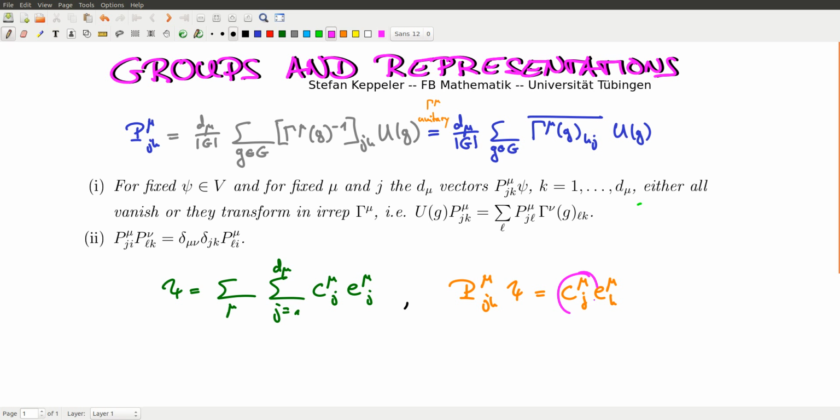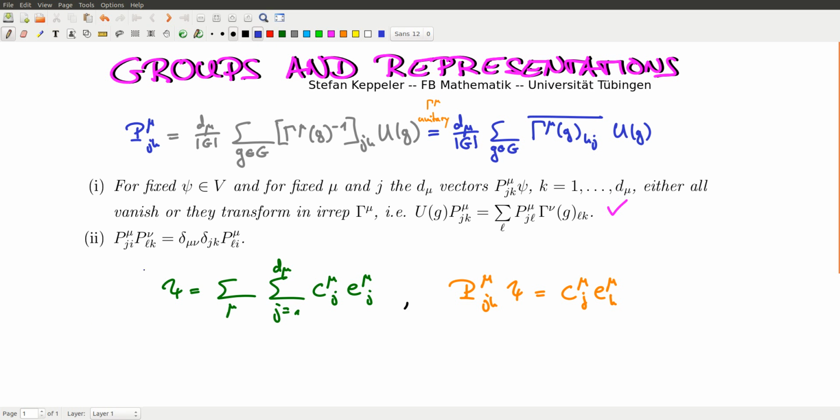So either the c mu j is 0, then no matter what we do with the k here, we always get 0. So we get d mu vectors, 0 vectors. But if the c mu j is non-zero, then we have the same coefficient here, and we go through all the basis functions for this representation, gamma mu here. So we get something that transforms in this irrep. So that was our property 1 here we showed already last time.